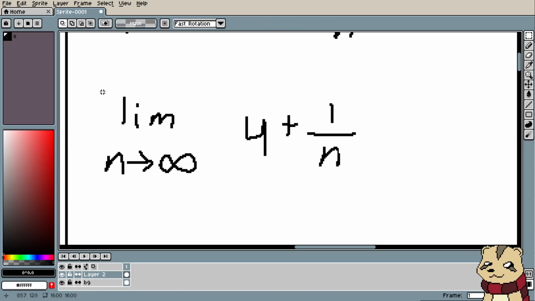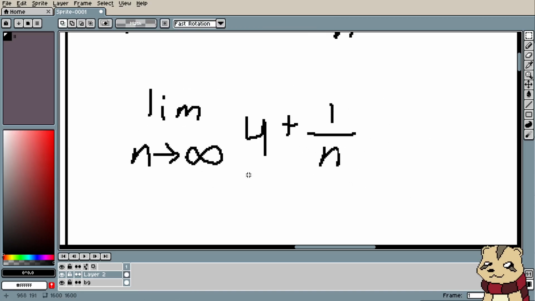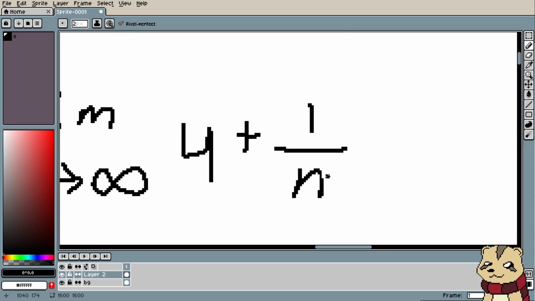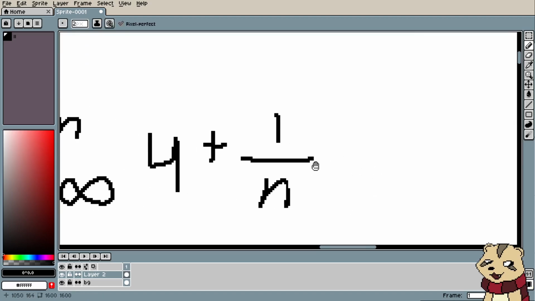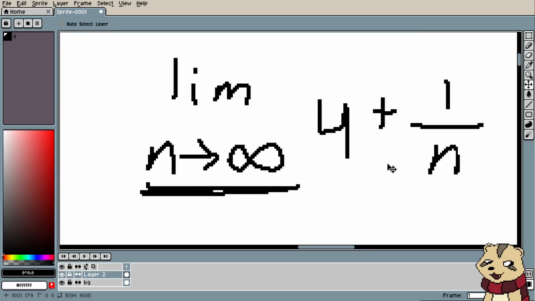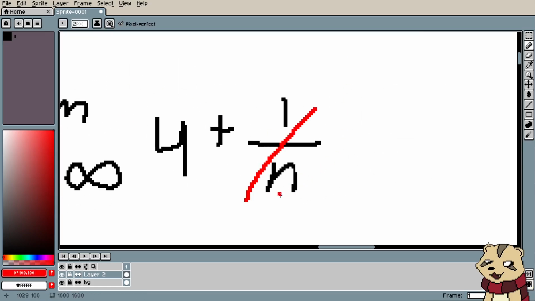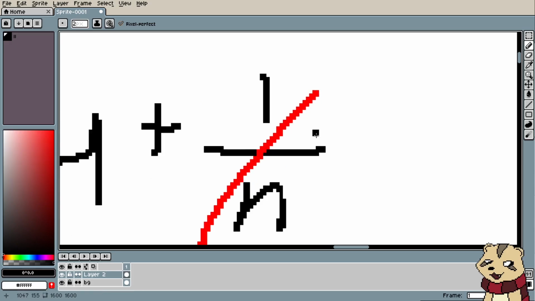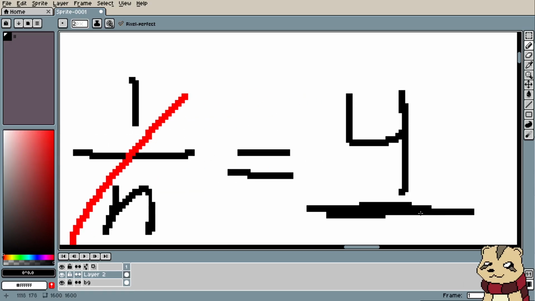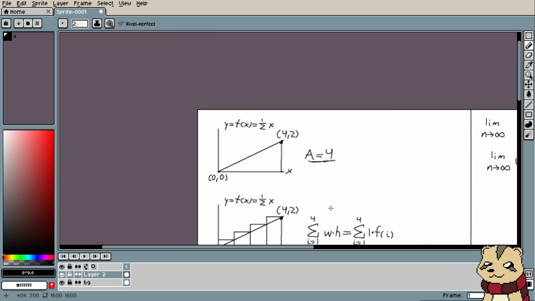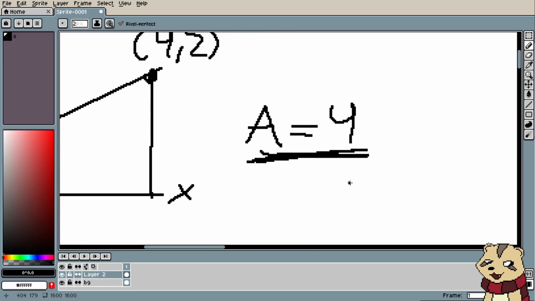Look at that. And guess what happens here? When we set n to infinity, this term will go to 1 over infinity. And 1 over a very, very large number tends to 0. So as n tends to infinity, this term tends to 0. And it cancels out, and you get 4. And this is the sum we were looking for.